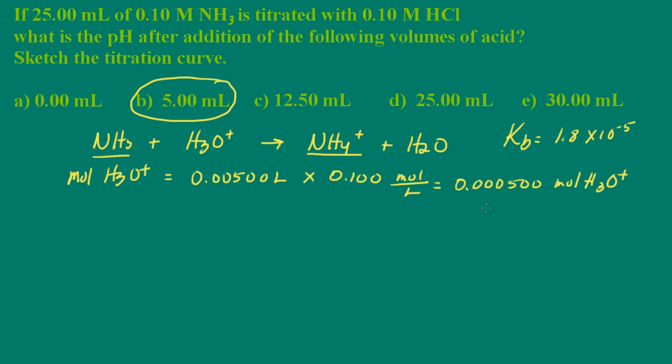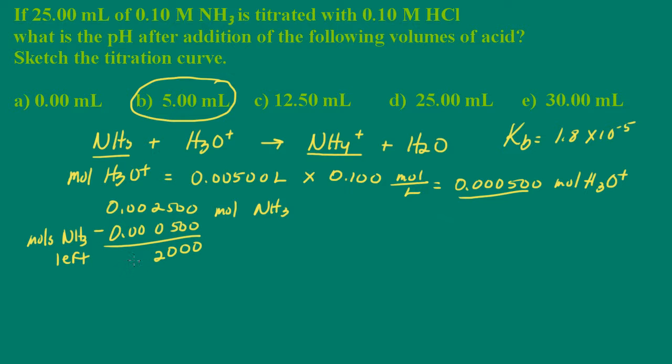And then from that, we need to determine how much ammonium ion is produced, and then how much ammonia remains. So we subtract from the number of moles of ammonia. From part A, the number of moles of ammonia was 0.0025. So the moles of ammonia left will be 0.0025 minus 0.0005, which is 0.002. So that's the number of moles of ammonia left. And the number of moles of ammonium produced would be equal to 0.0005 moles. Okay, so now we're all set to use the Henderson-Hasselbalch equation.